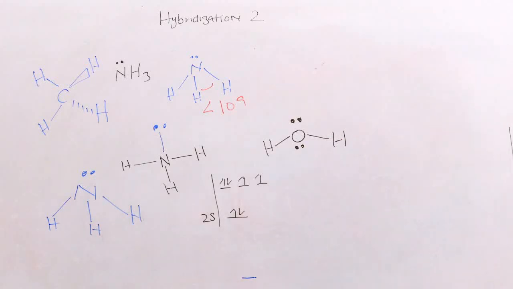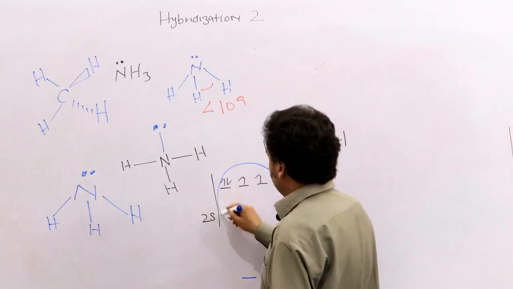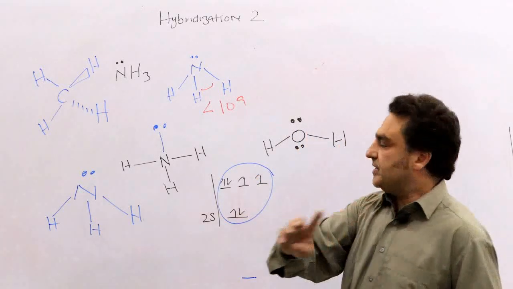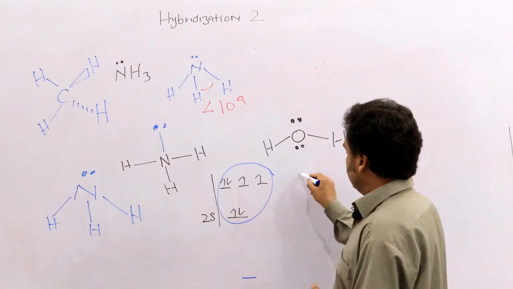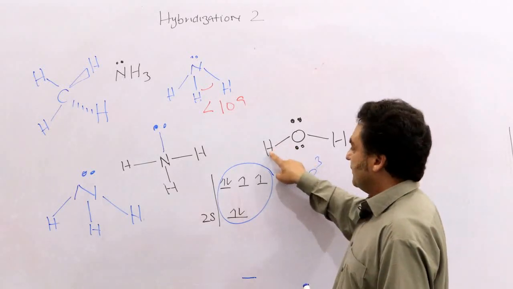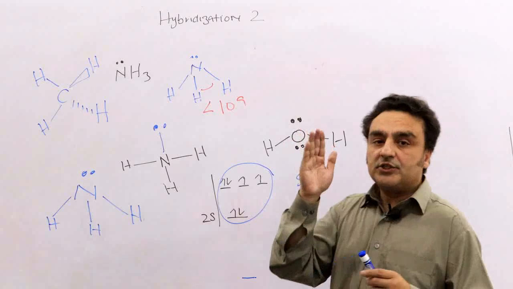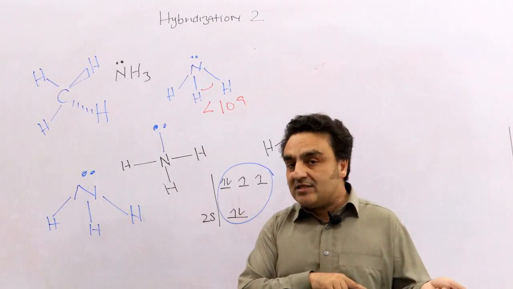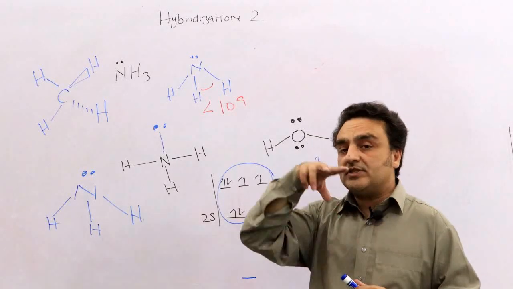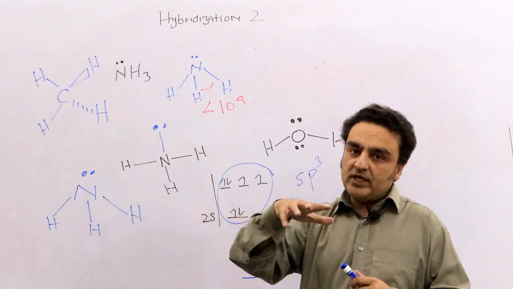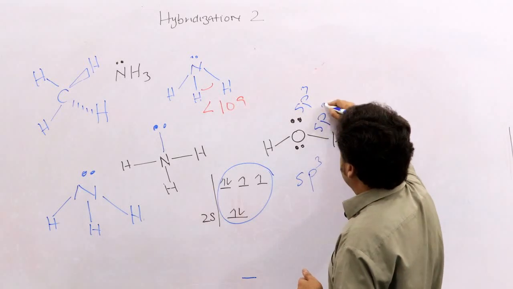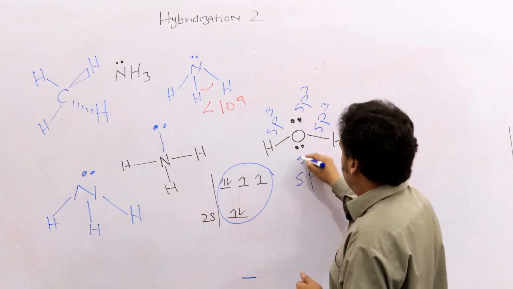So how does hybridization justify this? It is hybridized and produces 4 hybridized orbitals. It is sp3 hybridized. With 2 of the sp3 hybridized orbitals, it forms bonds with the hydrogens, and it keeps the lone pairs in the other two hybridized orbitals. So this is sp3, sp3, sp3, and sp3.